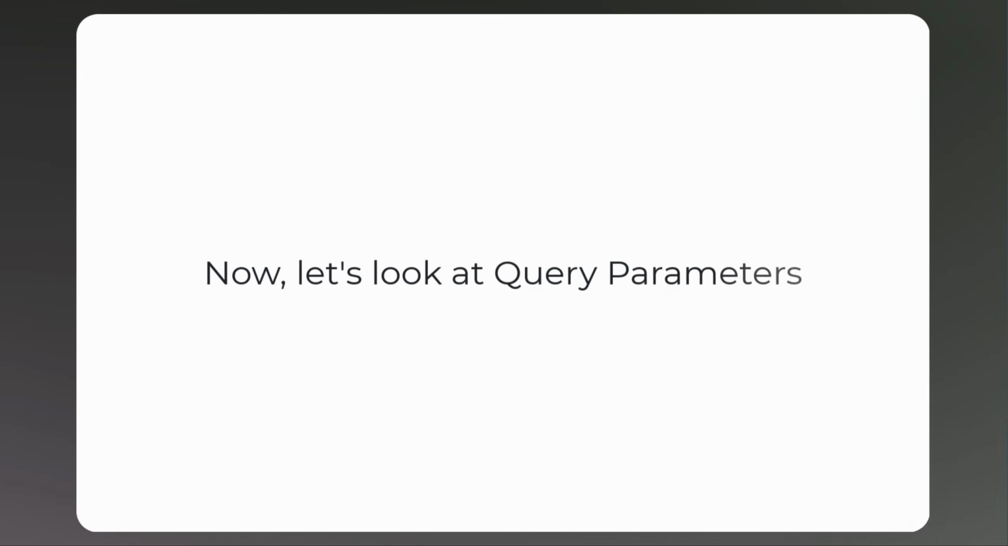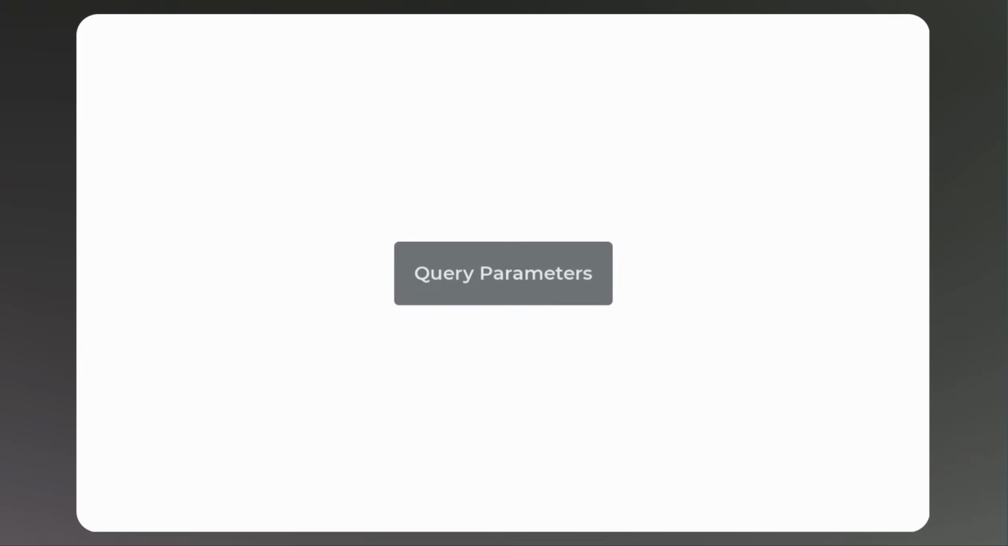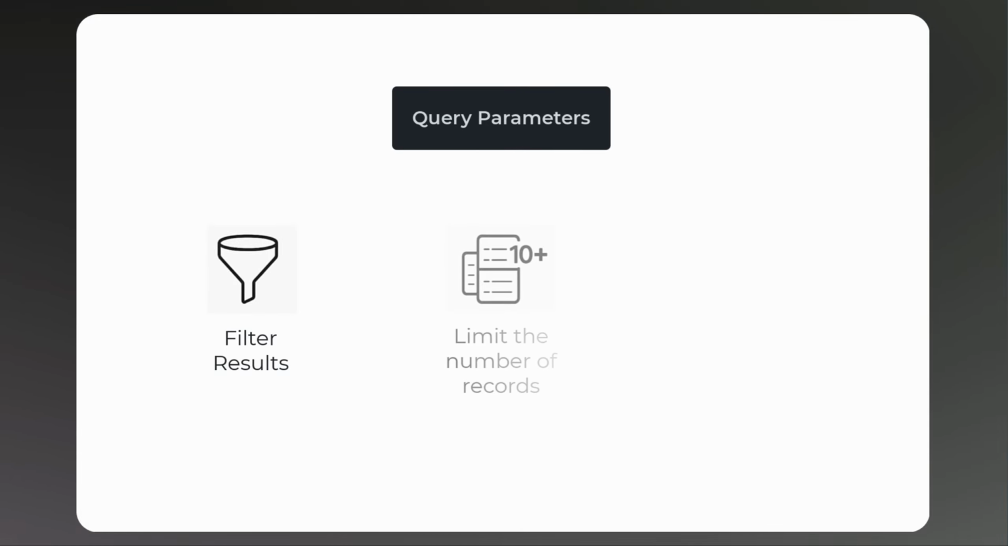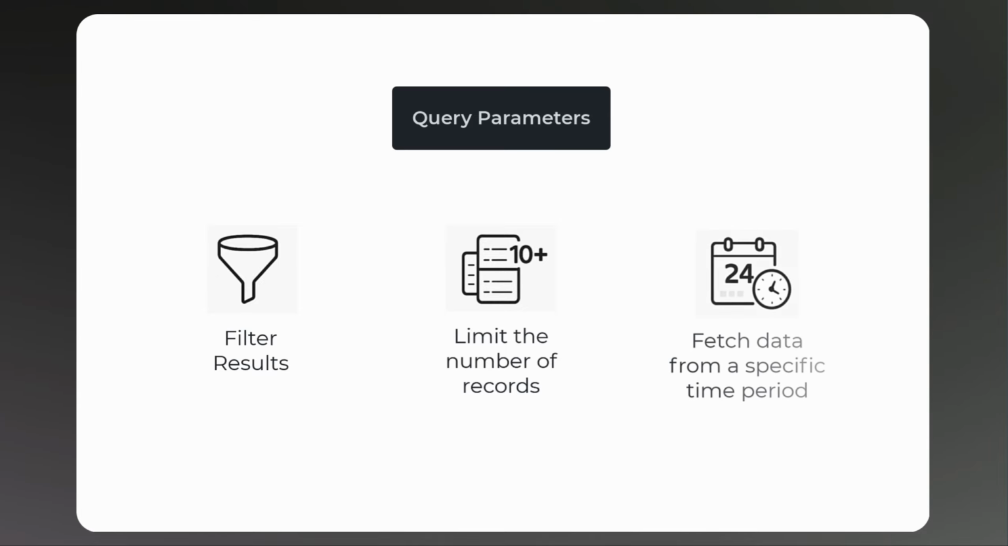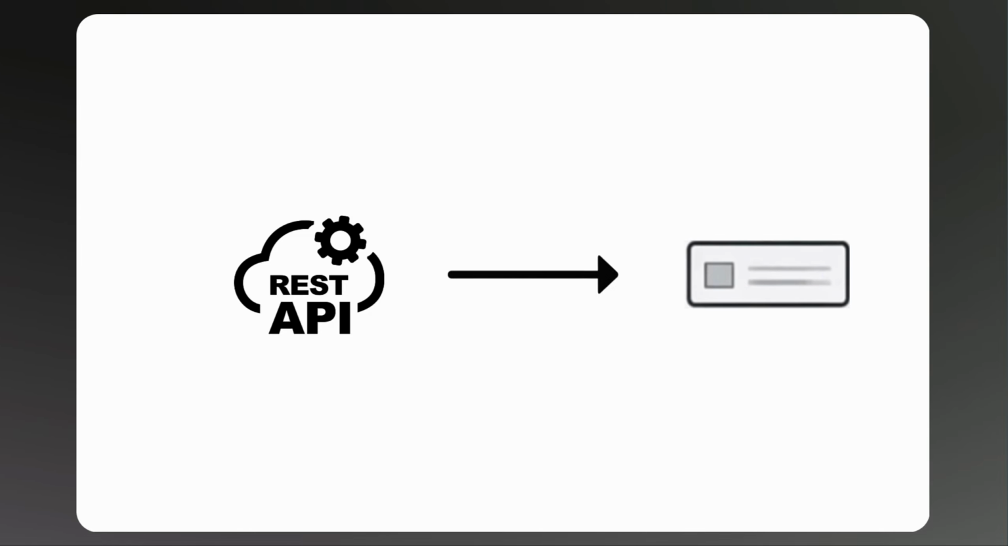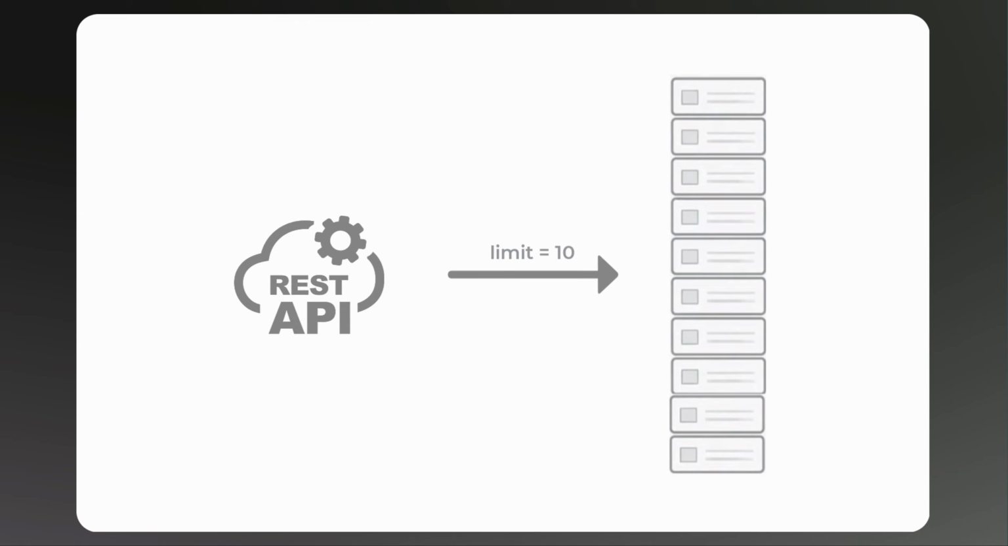Now let's look at query parameters. Query parameters control what data the API returns. They are usually used to filter results, limit the number of records, and fetch data from a specific time period. For example, if an API returns only one record by default, you can add a parameter like limit equals 10 to return 10 records instead.